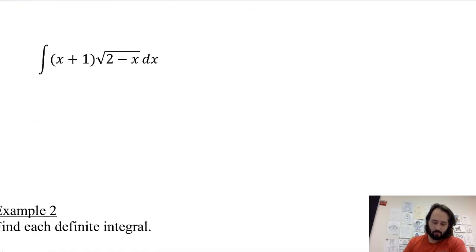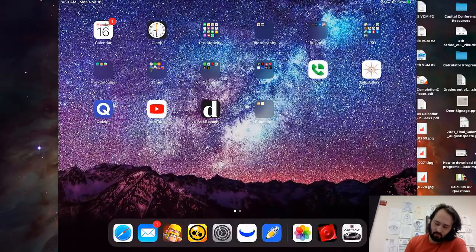Okay, same idea here. I don't like this 2 minus x under the square root, so I will say let u equal 2 minus x. That would mean du is negative dx. So I'm going to make negative du just positive dx. And that means that x is 2 minus u.